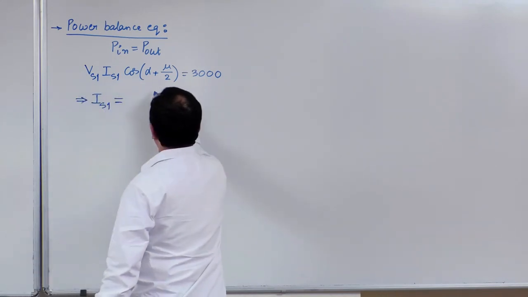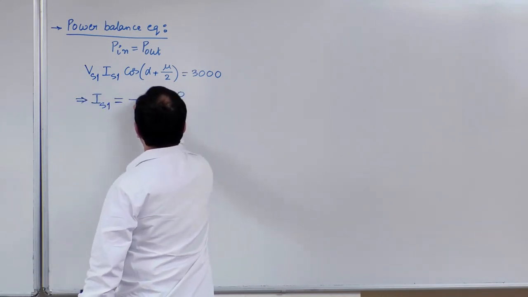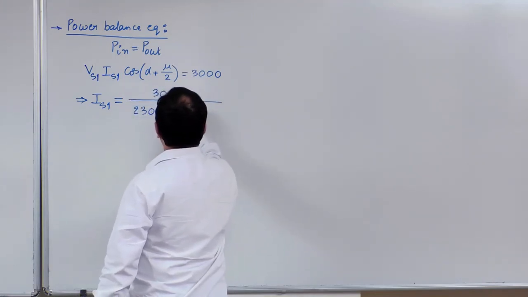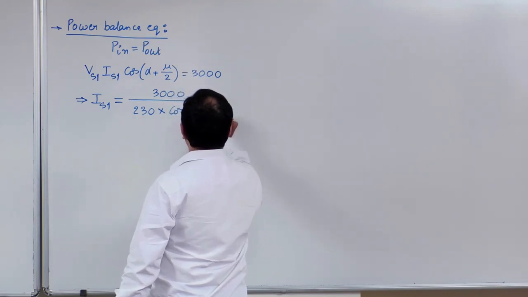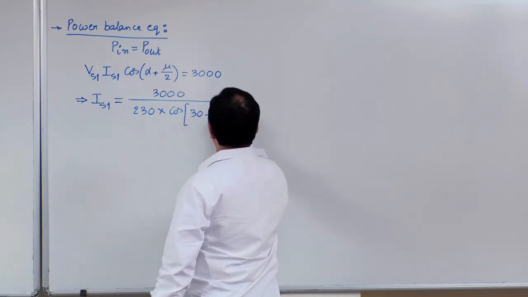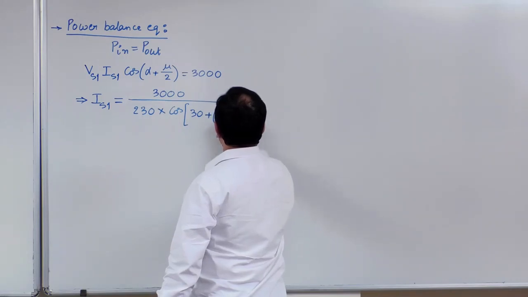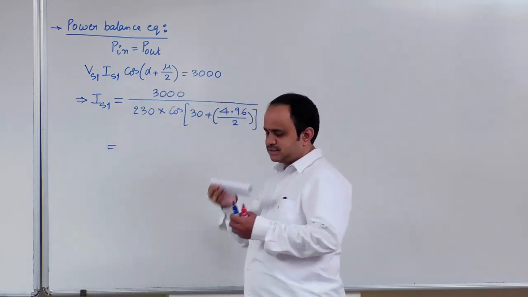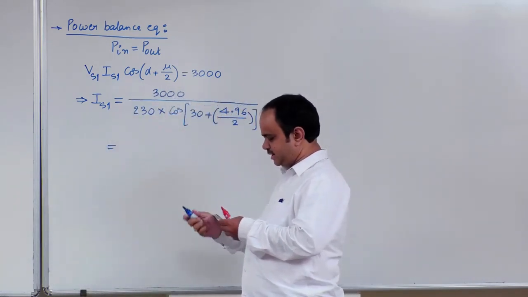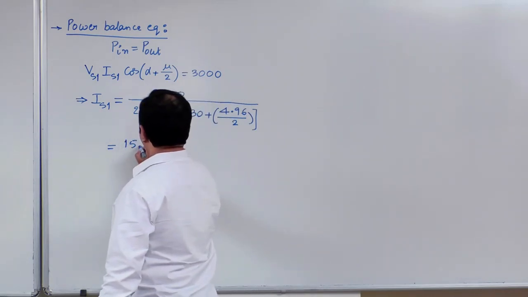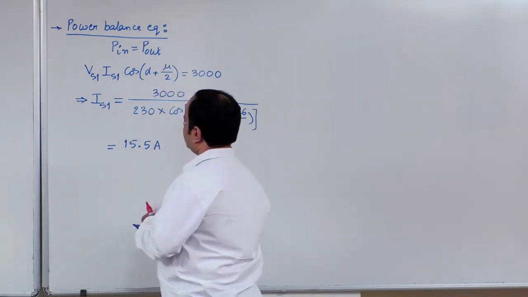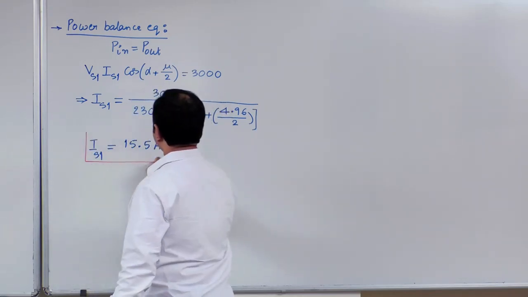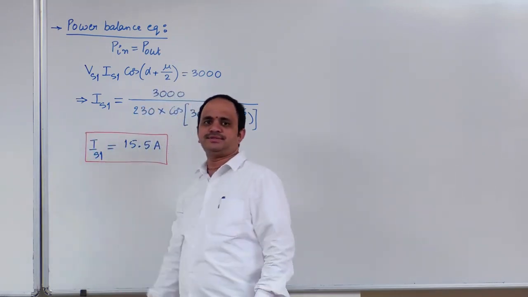Therefore, what is Is1 now? 3000 divided by Vs1, which is 230, multiplied with cos of alpha, given as 30 degree, plus the mu value we got, 4.96, divided by 2. So if you calculate and simplify, I got the answer here, 15.5 ampere. Okay, this is the RMS value of the fundamental source current. This is the final answer.